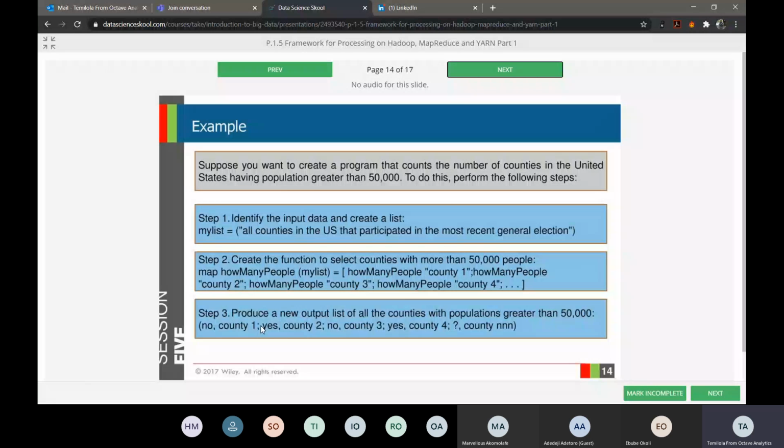Oh, okay. So we have the number of eligible voters counted as 1. Does this state have a population of more than 50,000? No. So we go to the next one now.